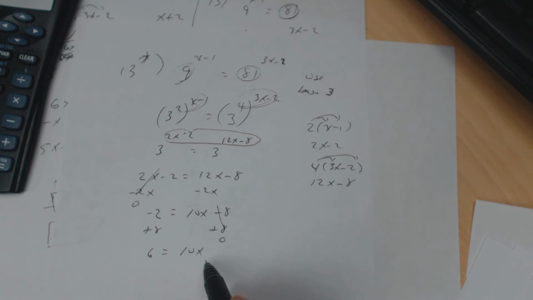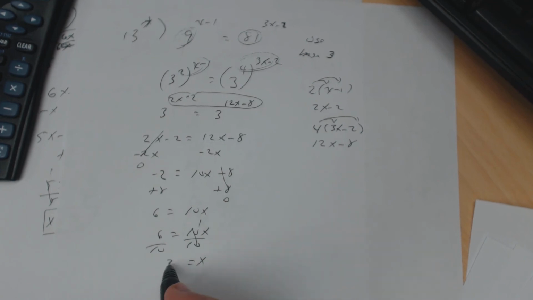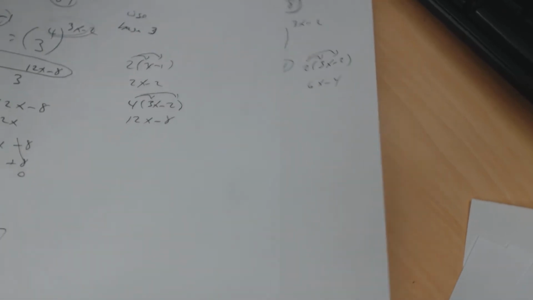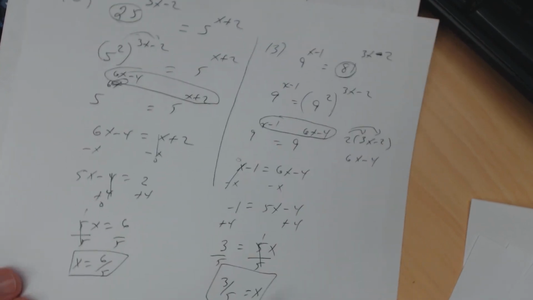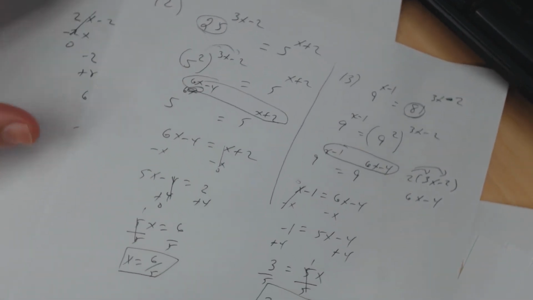I'm left with 10x. And then to get x by itself, I am going to now divide both sides by 10 and reduce. They're both divisible by 2. I get 3/5, which is what I had when I used base 9 instead. I still had 3/5. Okay, guys, that's going to be the end of this lesson.